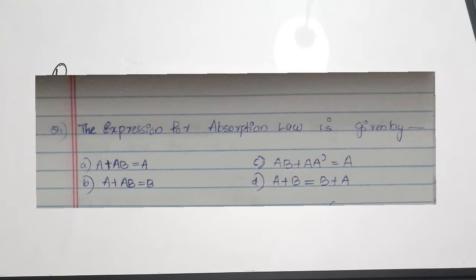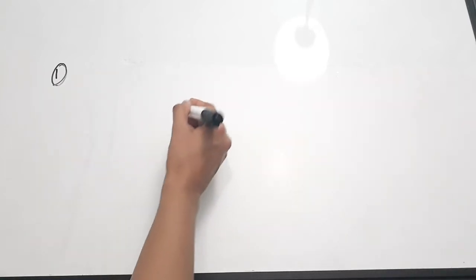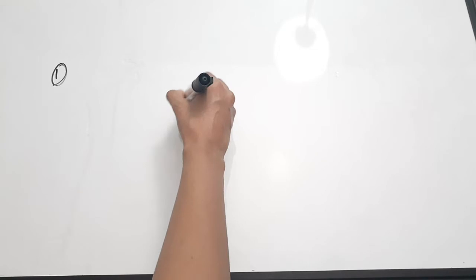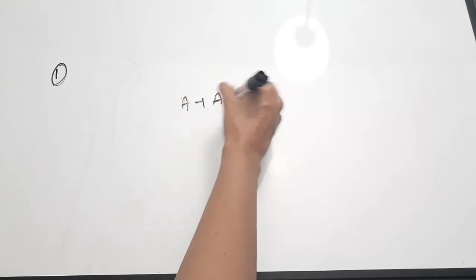The first question, you can see the question on board: the expression for absorption law is given by dash. From the various options given, the first option is actually giving you the absorption law. Absorption law means it is absorbing some variables. Here the first option is A plus AB equal to A.